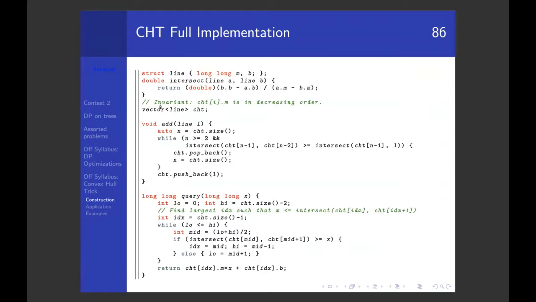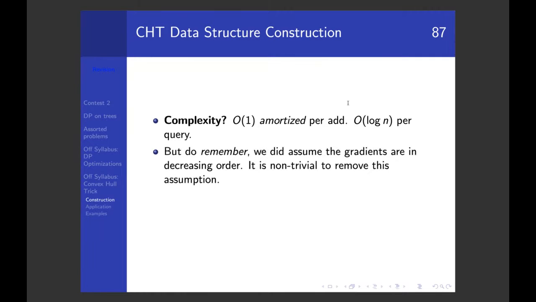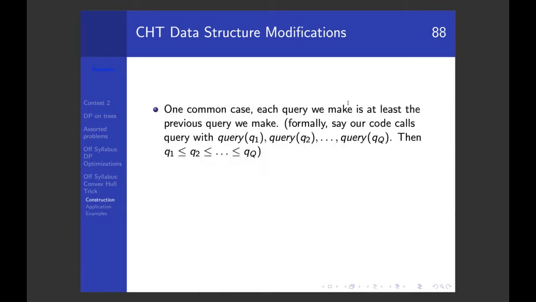So how do we add a line? We just go: while there's more than two lines on our hull, and while the last line is invalid, pop from the back. So we just keep removing lines while they're not useful. That's how we add a line. It's amortized O(1) per add, because each line gets removed at most once, and O(log n) per query.